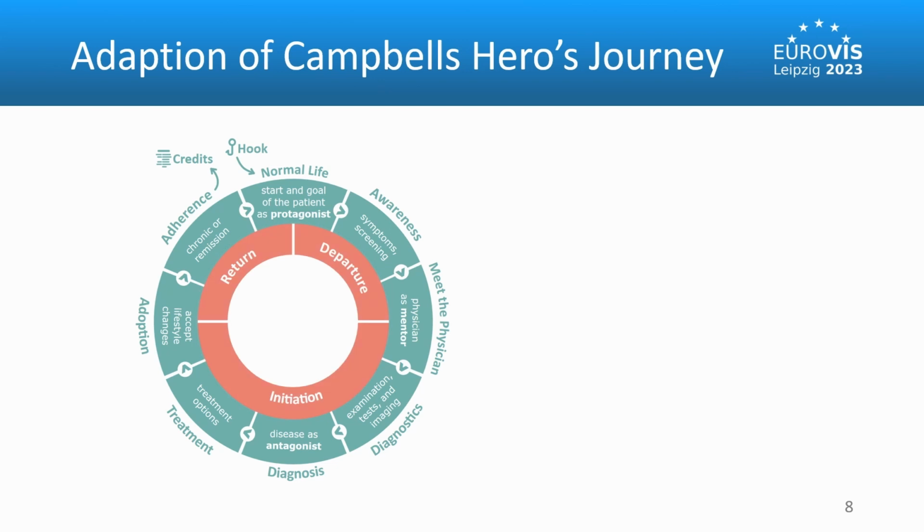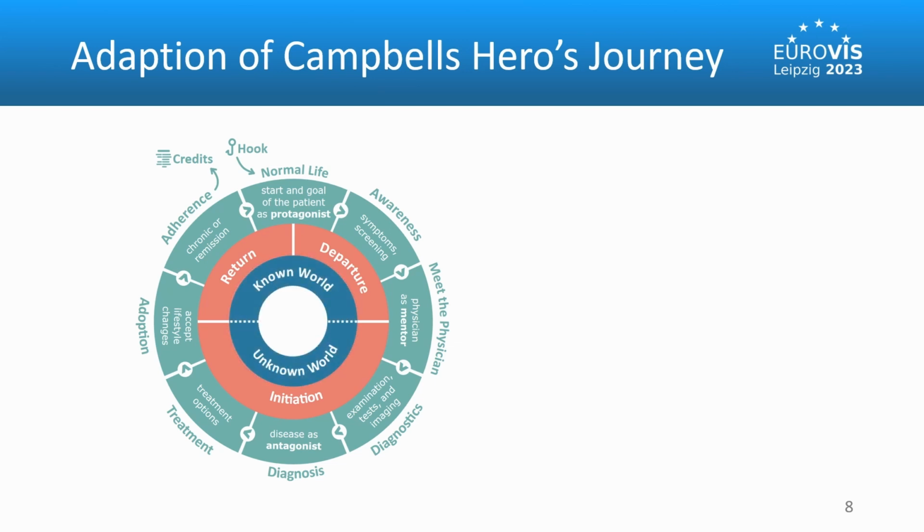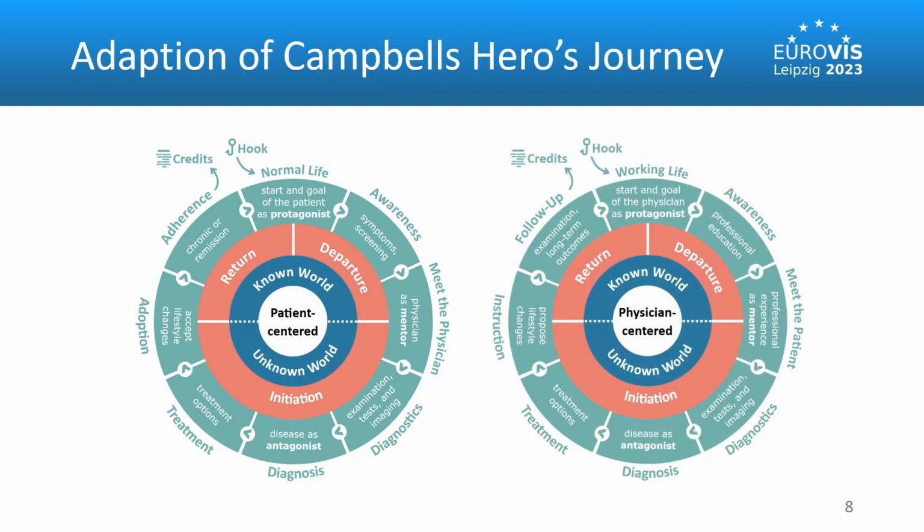Departure describes how the protagonist starts the journey. During initiation, the main part of the story takes place and the key information is presented. Return describes how the protagonist's journey comes to an end. Furthermore, Campbell's hero's journey differentiates between events the protagonist is familiar with and events the protagonist is likely facing for the first time in their life, and which may therefore need to be described in more detail. This is our patient-centered structure. We also did the same for the physician as protagonist.